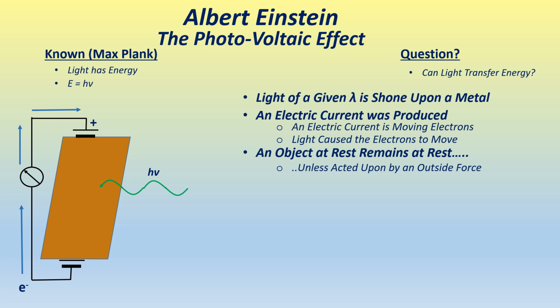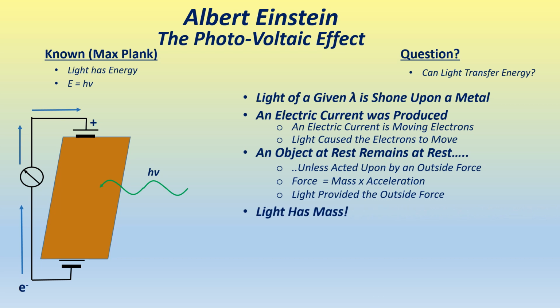He also knew classical physics. Newton says an object at rest remains at rest unless acted upon by an outside force. In this experiment, the force provided was the light that was shown. What makes Einstein Einstein, putting two and two together, he came to the rather shocking conclusion that if force is mass times acceleration, and light provided said force, light itself has to have mass.